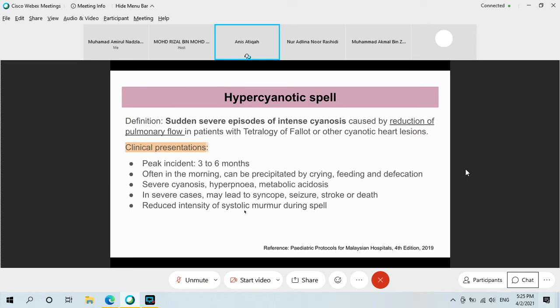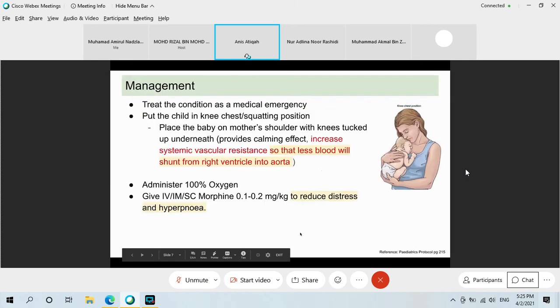Okay, next, for the management, the practitioner needs to treat the condition as a medical emergency. Put the child in the knee-chest or squatting position, as shown in the picture. Place the baby on the mother's shoulder with knees tucked up underneath. This will increase systemic vascular resistance so that less blood will shunt from the right ventricle into the aorta, so there will be less mixing.